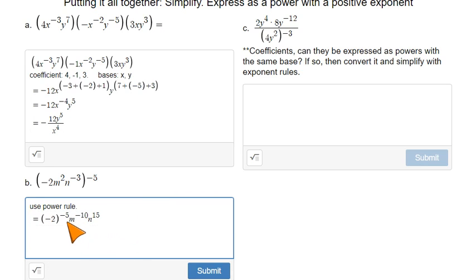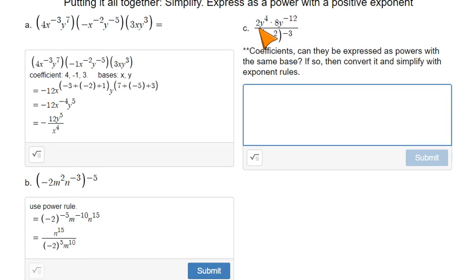Let's rearrange this so that all of the negative exponents are in the reciprocal. These are currently in the numerator, and they're going to go into the denominator now. Only thing left in the numerator, n to the power of 15. And underneath, we have negative 2 to the power of positive 5 and m to the power of 10.